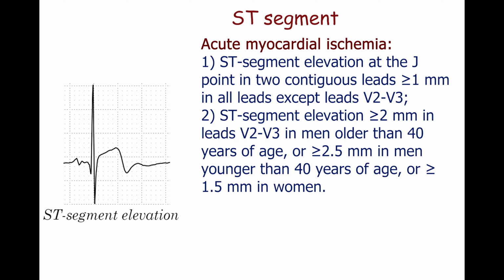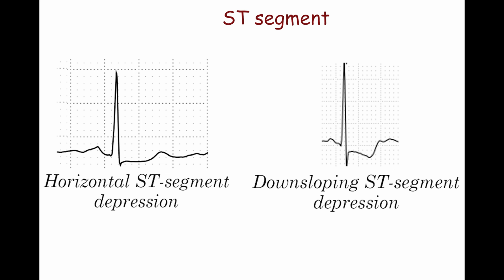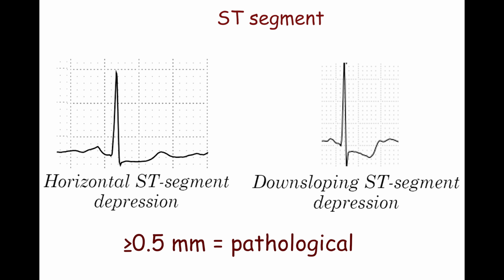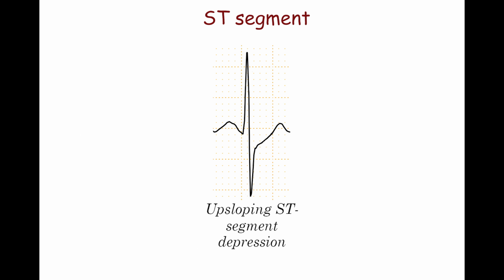V3 in men older than 40 years of age, or greater than or equal to 2.5 mm in men younger than 40 years of age, or not less than 1.5 mm in women. Also, horizontal and downsloping ST segment depression not less than 0.5 mm in two contiguous leads is considered pathological. An upsloping ST segment depression has a significantly lower value in the diagnosis of myocardial ischemia. If it occurs during exercise testing, the result is considered equivocal.